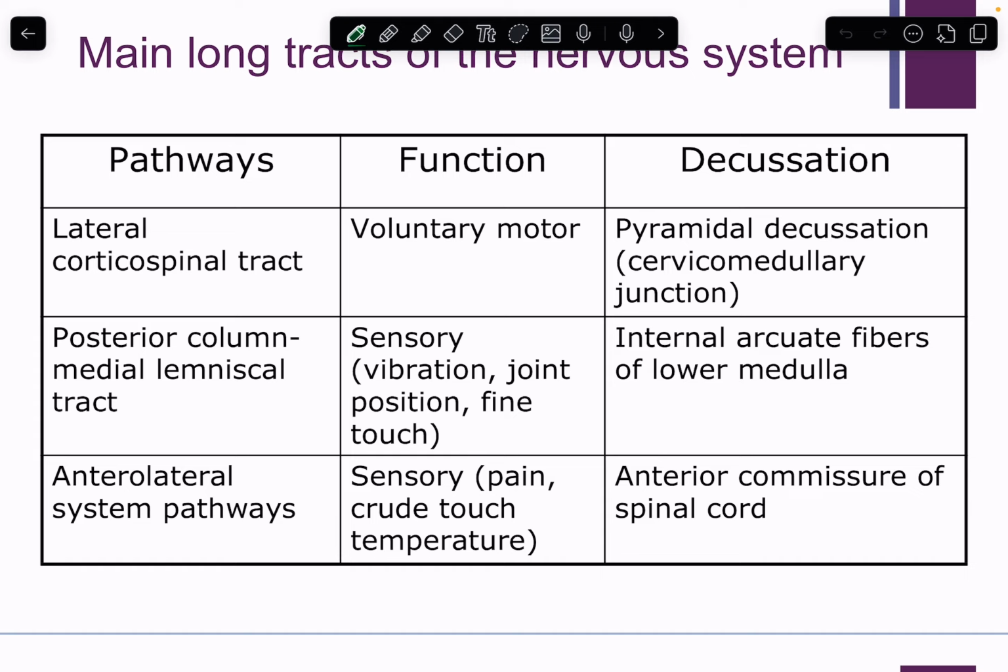The last pathway that we're going to discuss is the anterolateral system pathway. Remember, it's also called the spinothalamic tract. It carries sensory information related to pain, temperature, and crude touch. So the pathway and decussation is different from the two.